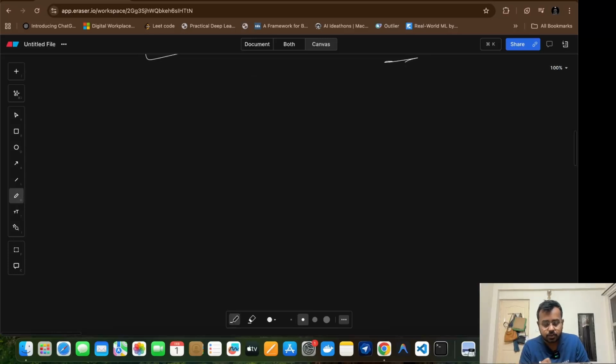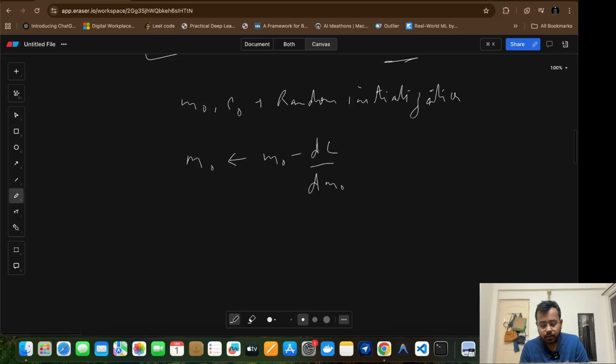The whole algorithm is something like this. Let's say m naught and c naught are some random initialization, and then we will tweak them. m naught will be converted to m naught minus dl by dm naught, and c naught will become c naught minus dl by dc naught, at m equals m naught, at c equals c naught.